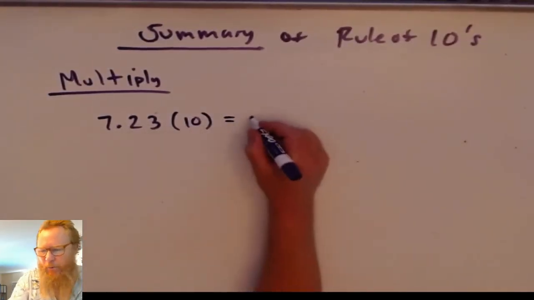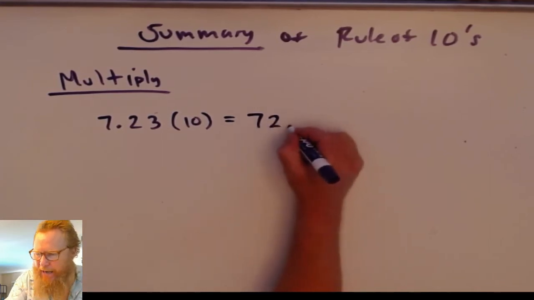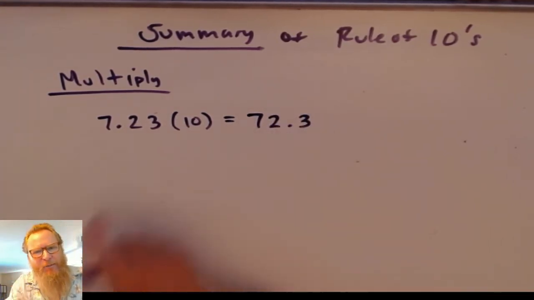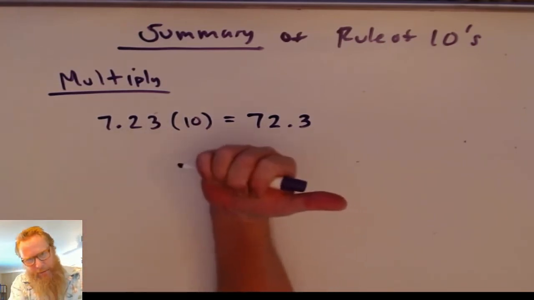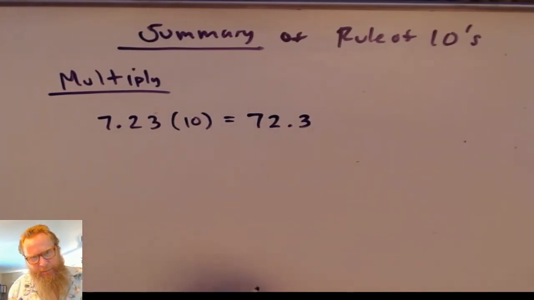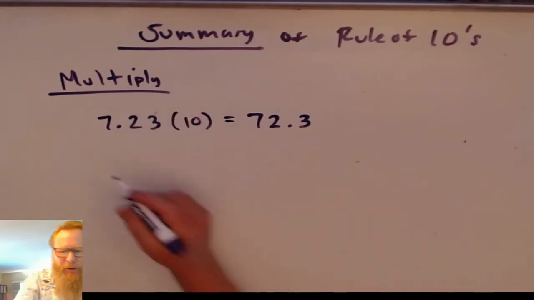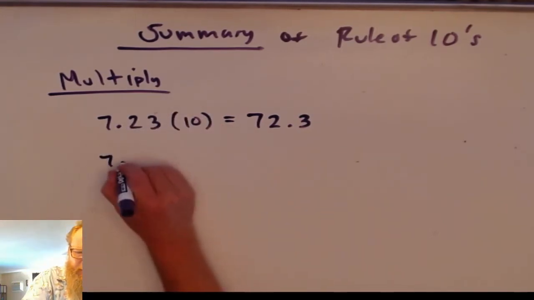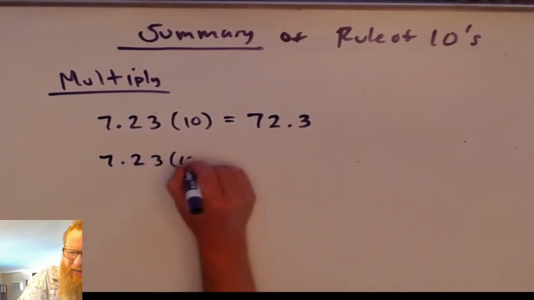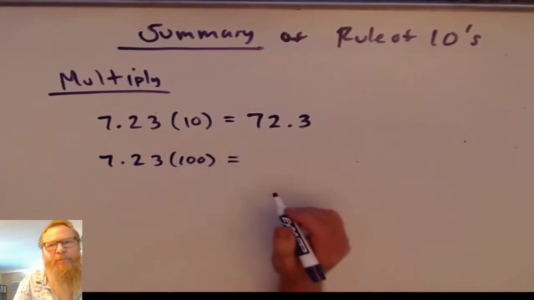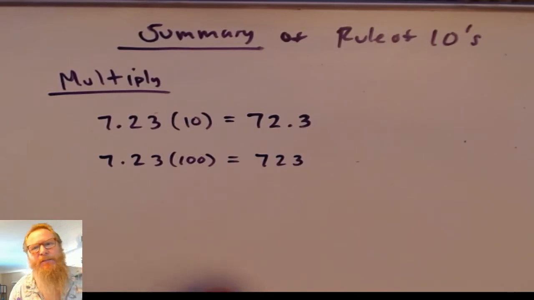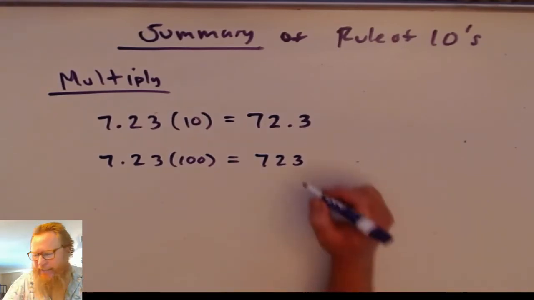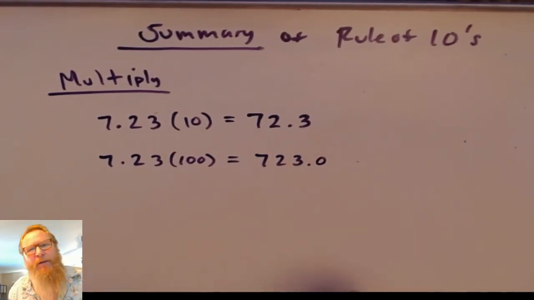You move the decimal one place to the right. That's the one that I would memorize. Multiply right. You're going to move the decimal to the right. And so now I can do various versions of this. Same number, this time 100. Well, move it to the right 2 places. Becomes 723. Technically, it's 0.0, but I would accept just 723.